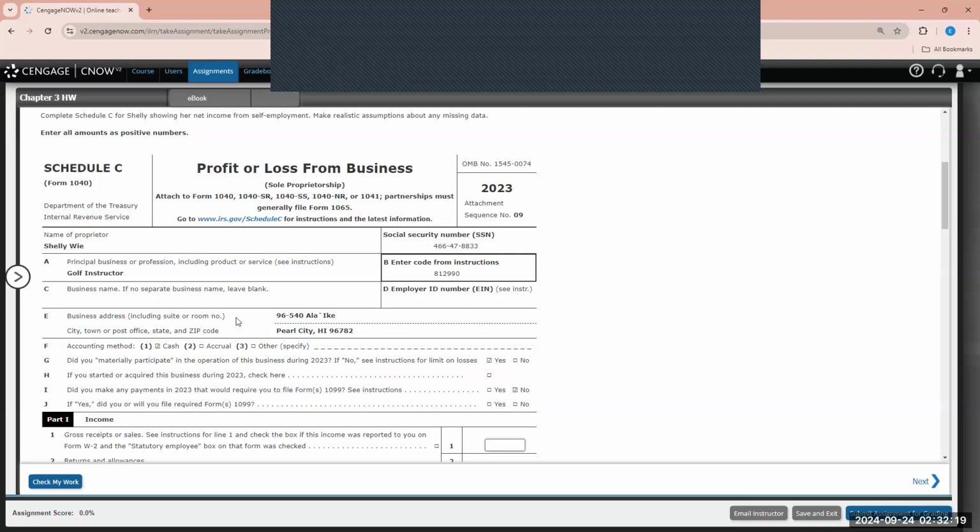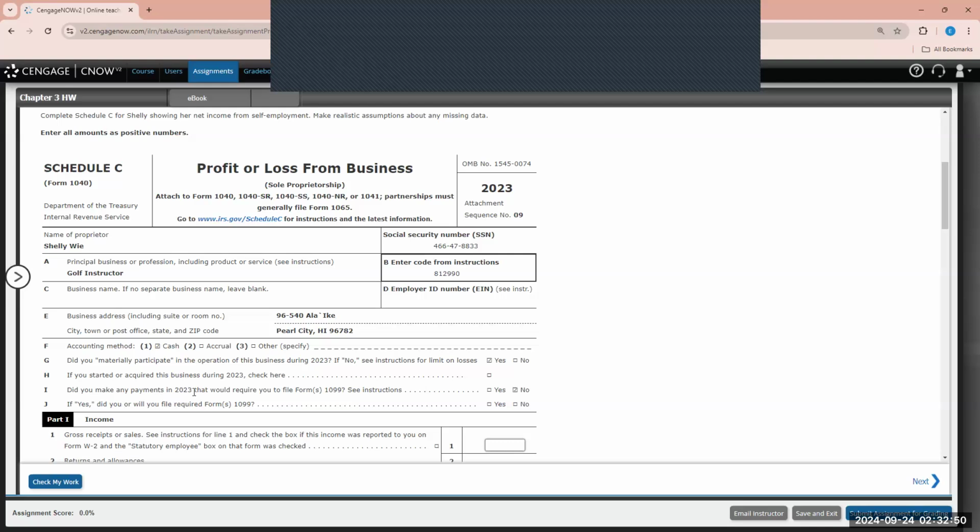Then we have the business address. Then we have the accounting method. It can be cash, it can be accrual, and if it is other, maybe a hybrid of cash and accrual, then you need to specify. G asks, did you materially participate in the operation of this business during 2023? If the answer is no, then this might potentially be considered a hobby and not a business. H, if you started or acquired this business during 2023, you would check here.